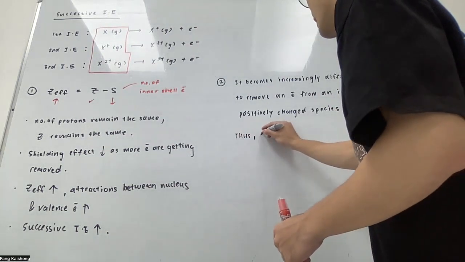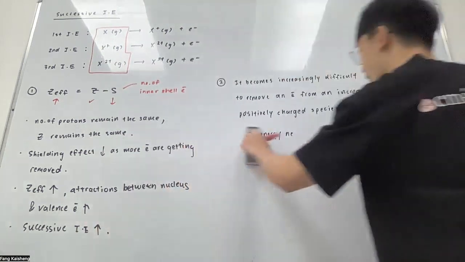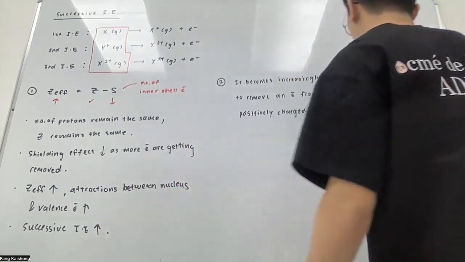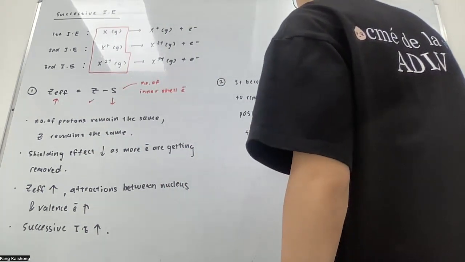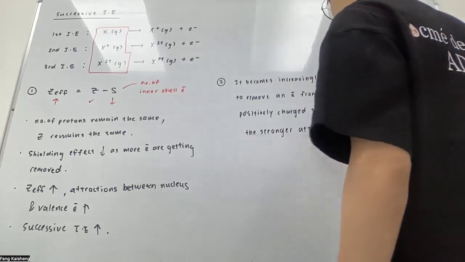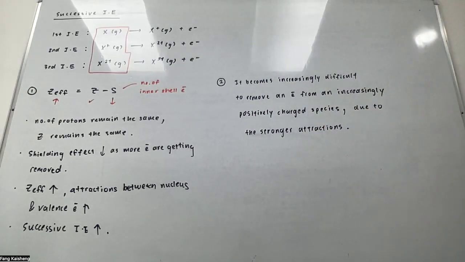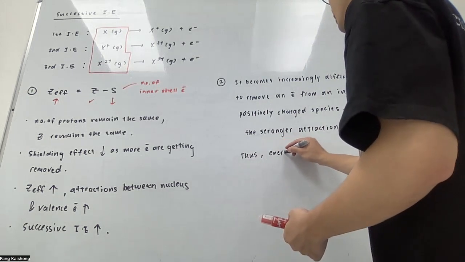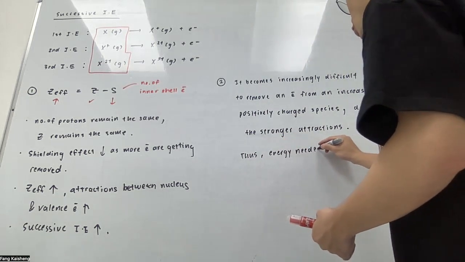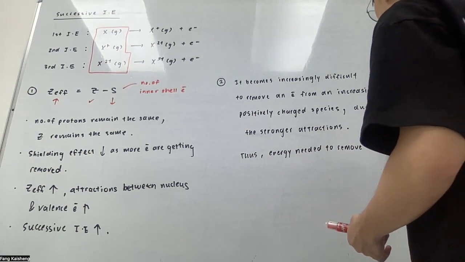Thus, the energy needed. We add on a bit more. It's increasingly difficult due to the stronger electrostatic forces of attraction. Or I can just say due to the stronger attraction. That's why you need more energy to overcome. Thus, energy needed to remove successive electrons increases.